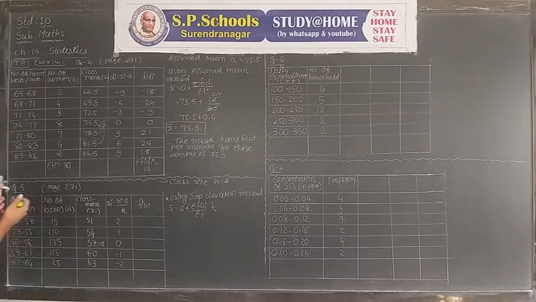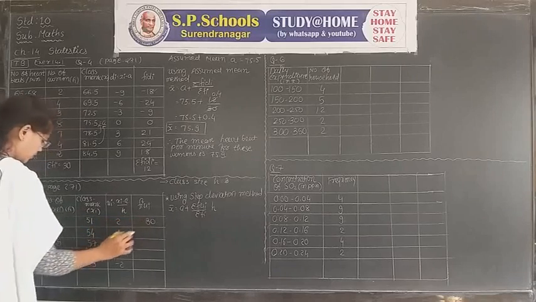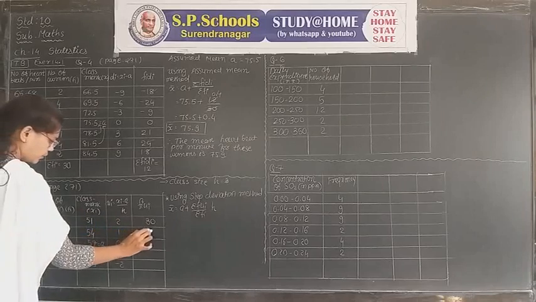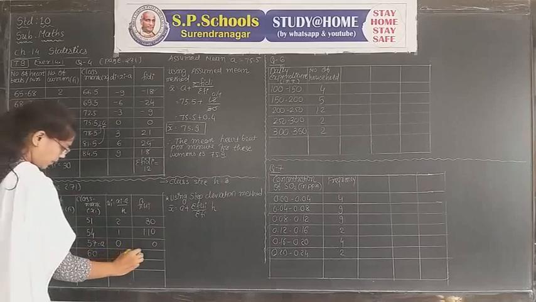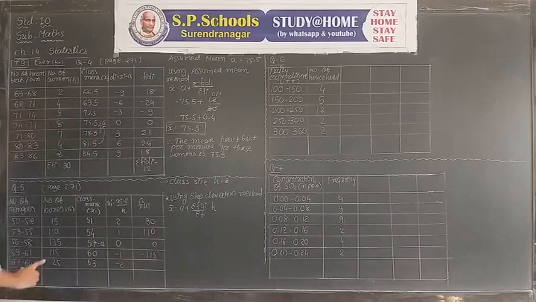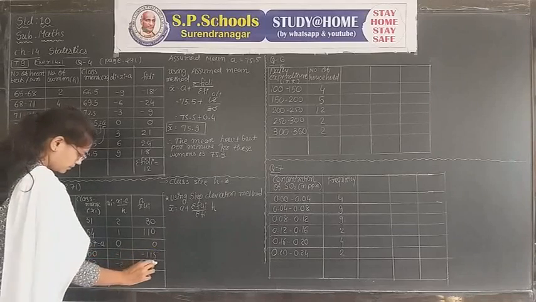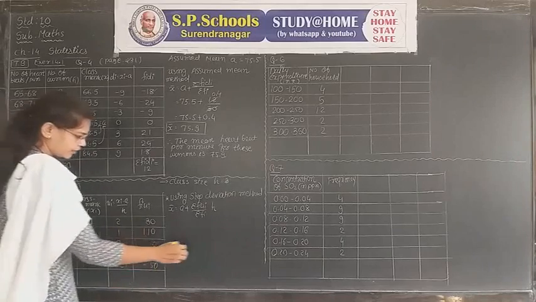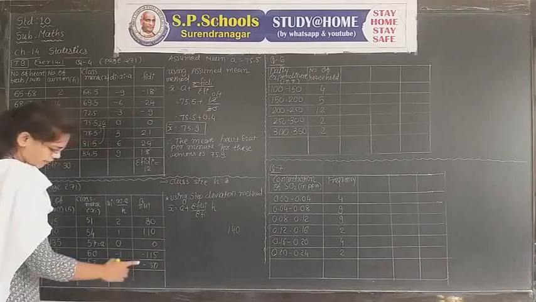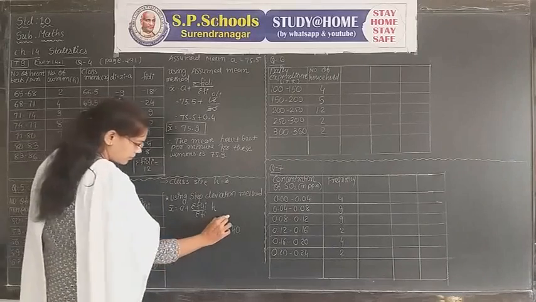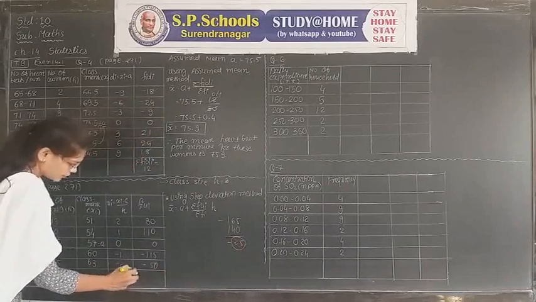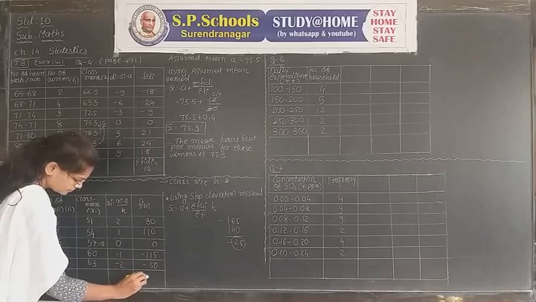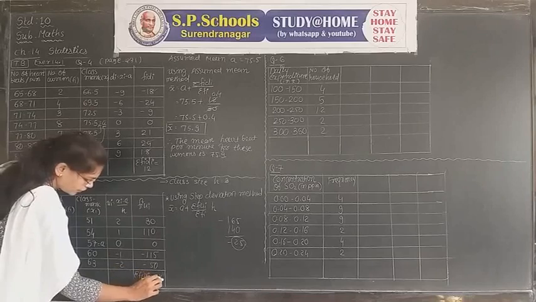Now multiply fi with ui. 15 twos are 30, plus 30. 110 multiplied by 1 is 110. 135 multiplied by 0 is 0. 115 multiplied by minus 1 is minus 115. 25 twos are minus 50. Now we add these, and we get minus 25, which is our sigma fiui.